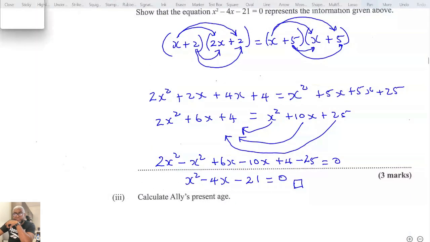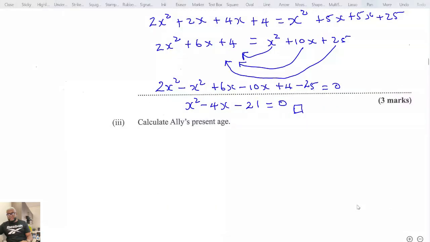So here I want you all to do the next part. The positive answer of x will be correct. So you need to solve this quadratic equation. You'll get 2 values for x. There's no such thing as a negative age, right? So the positive answer will be your answer. So we need to solve it.